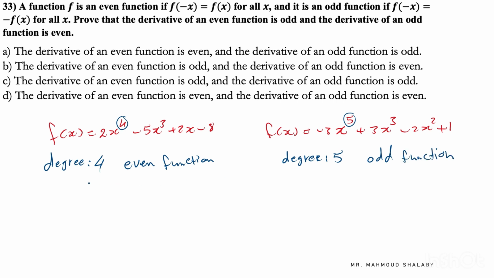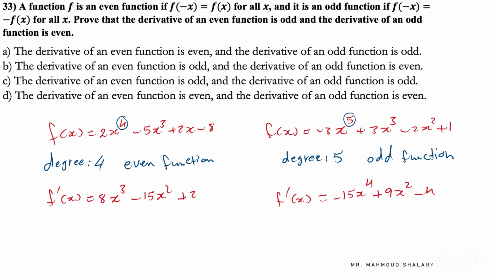All right. Now I will not complete the question fully, but I will just give you one example here. If I'm trying to find f prime of x, remember what will happen here? We will multiply, so it will be 2 times 4 is 8, x to the power of 3. Then 3 multiplied by 5 is 15, x squared plus 2. And here f prime of x will be 5 multiplied by 3 is negative 15, x to the power of 4, plus 3 multiplied by 3 is 9, x squared, minus 2 times 2 is 4, and we have here x.